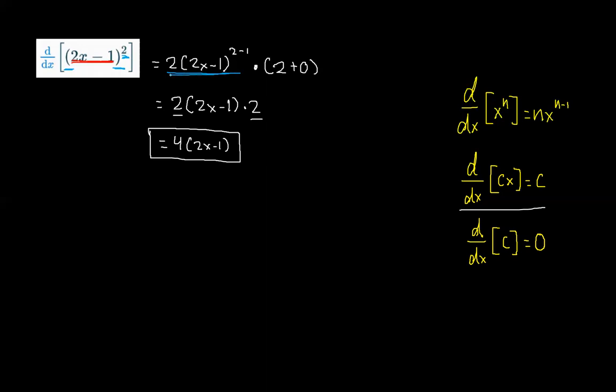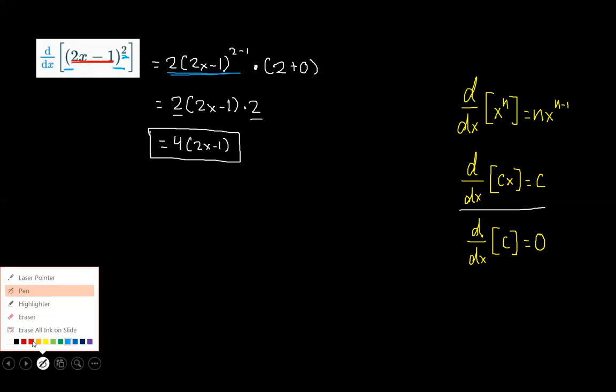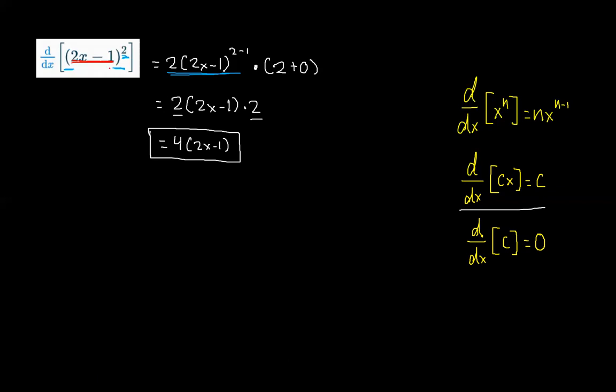Then next, you get the derivative of the inner part. The inner part is 2x minus 1, which will give you 2 plus 0. That is the derivative of 2x minus 1. Then simplify and combine them together, you have 4 times 2x minus 1. So that is your final answer.